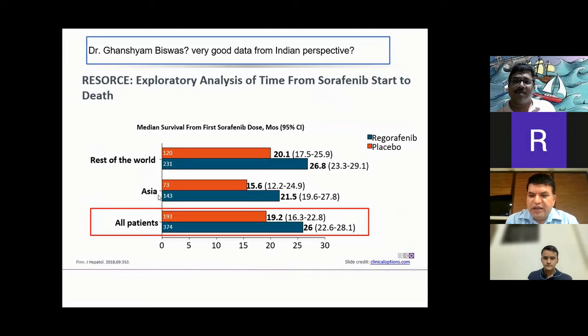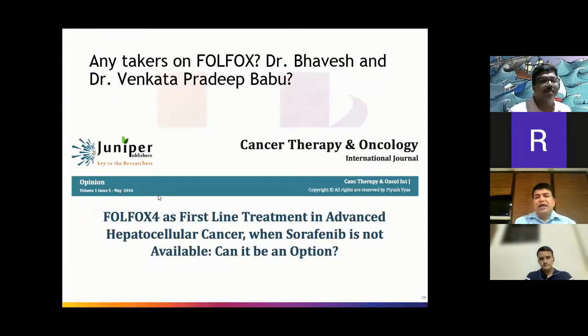No, you are absolutely right, Ghanshyam. But for those who reach there and those who can afford it, we have an option of Nivo-ipi in this particular regimen. In fact, it can be used in second line also if the patient can afford it and is fit. I just wanted to show that this is something which is there in RCC, which we have forgotten now. Please don't forget that with sorafenib followed by regorafenib, people are living beyond 2 years. So just because somebody can't afford immunotherapy doesn't mean that things are lost.